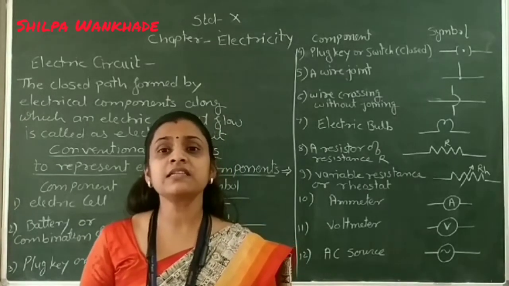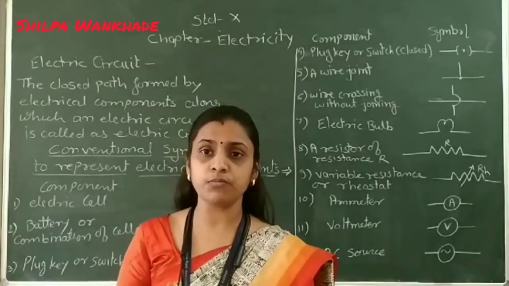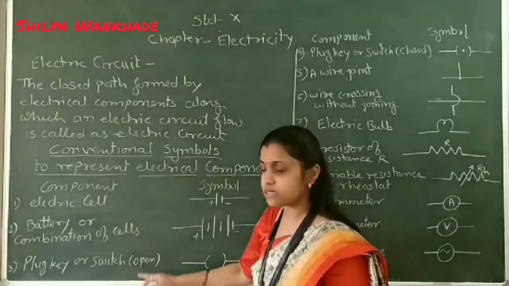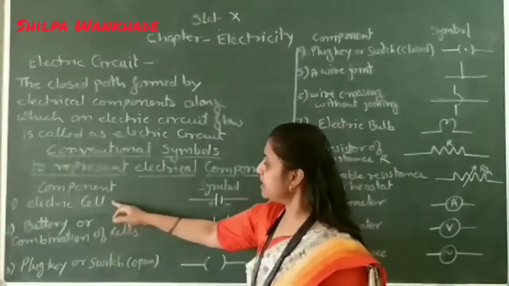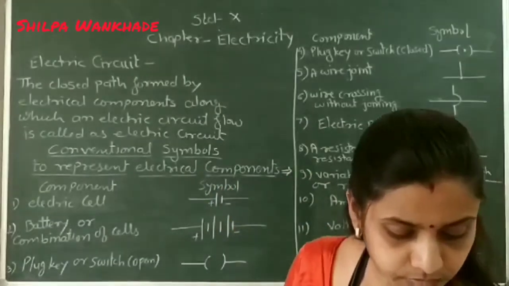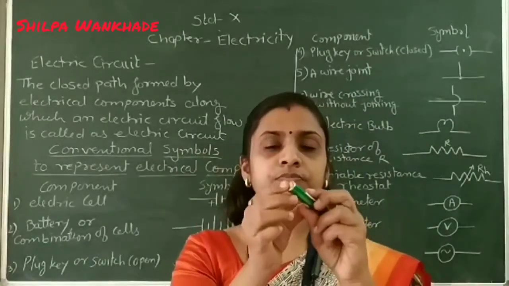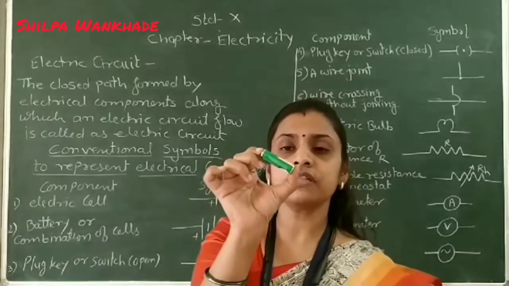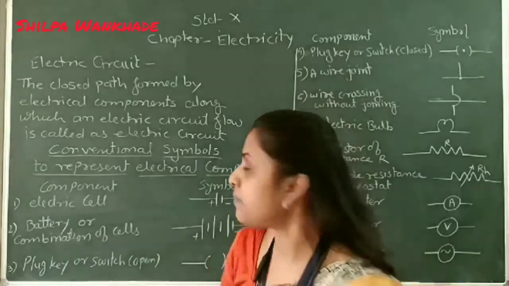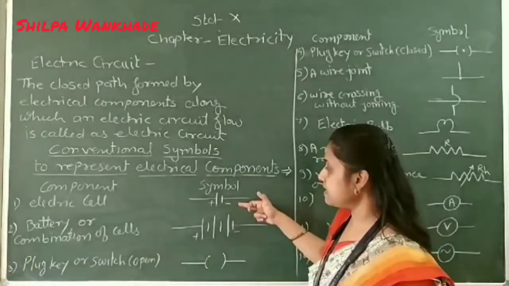Now, which are the conventional symbols used to represent some commonly used electric components? These are the components and these are the symbols. So the first component is the electric cell. This is an electric cell you have seen. If this electric cell is connected in a circuit, then how is it represented in a circuit diagram? In this way. This is the symbol for an electric cell in a circuit.